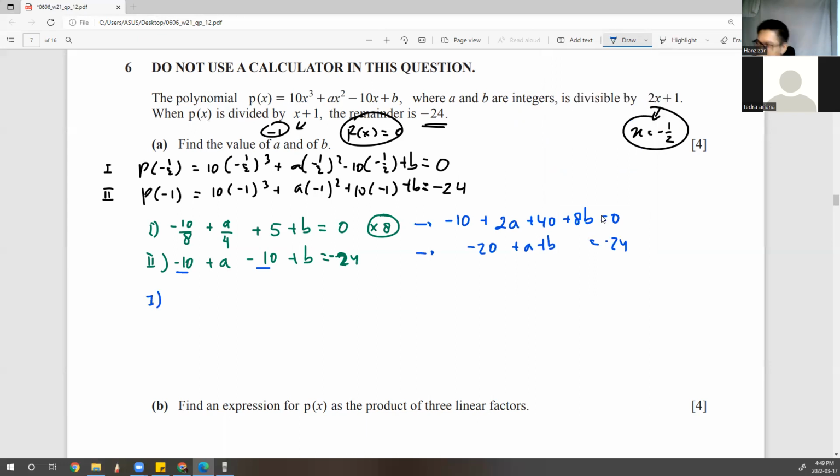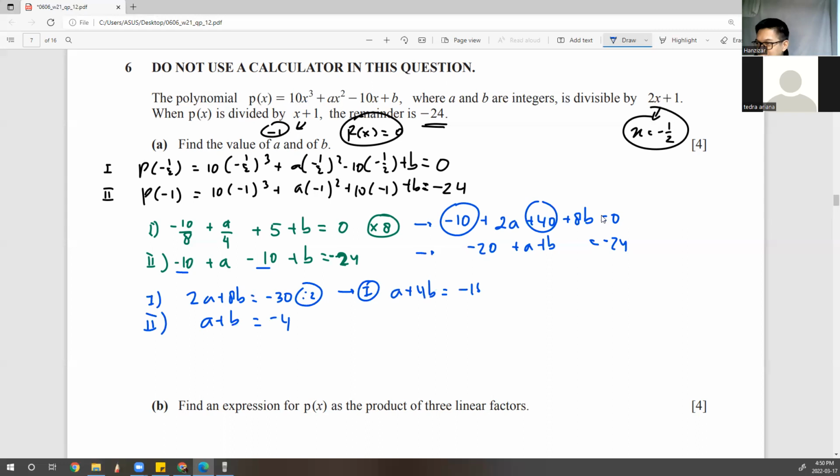2a plus 8b equals negative 30, right? Because negative 10 plus 40 is 30, going to the left it becomes negative 30. And then for part 2, you can find a plus b equals negative 24 plus 20, negative 4. And for part 1, you can divide by 2. It will become a plus 4b, making it as small as possible. And now you know what to do.